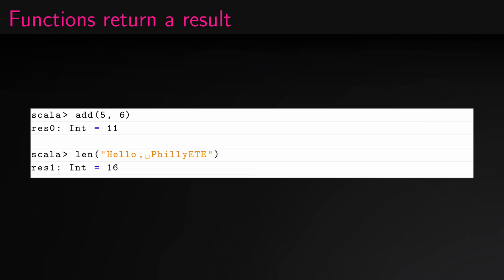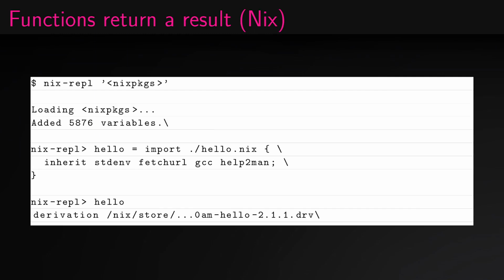So functions return a result. I think this is very not controversial again. And in Nix packages, in the Nix world, what does it mean that it returns a result? Well, if we've got a package definition, we can construct the package as we do in the middle here, where we do hello equals, and then we import the file that contains the Nix expression for the package. And we supply it the arguments, which happen to be in scope right now because we've loaded all of the Nixpkgs environment in our REPL.